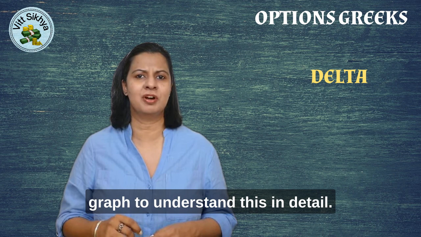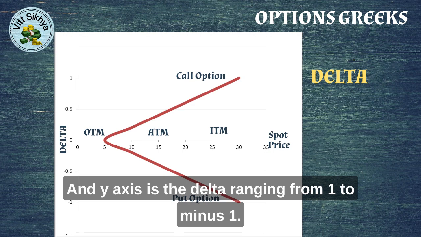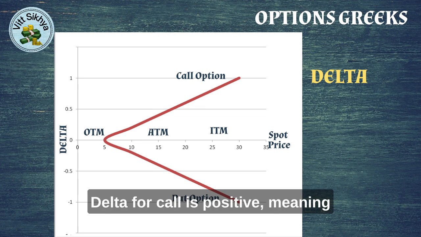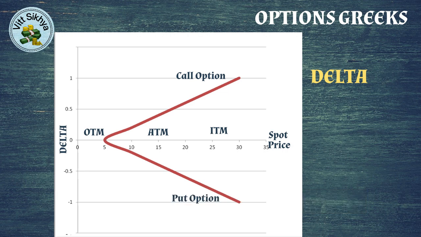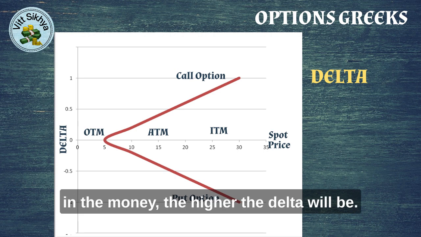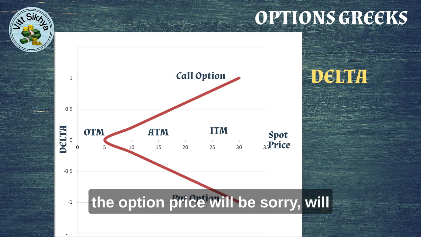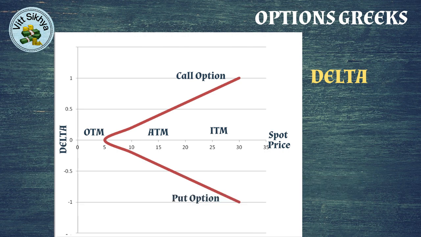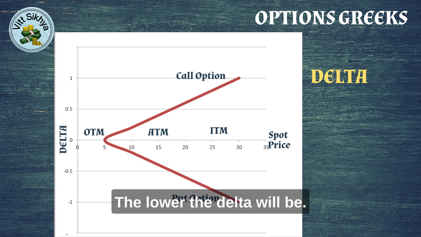Let's take a look at this graph to understand this in detail. X-axis is the spot price and Y-axis is the delta, ranging from 1 to -1. Delta for call is positive, meaning that the option price will increase as the underlying security price increases. The closer the call option is to be in the money, the higher the delta will be. Delta for put is negative, meaning that the option price will decrease as the underlying security price increases. The closer the put option is to be in the money, the lower the delta will be.